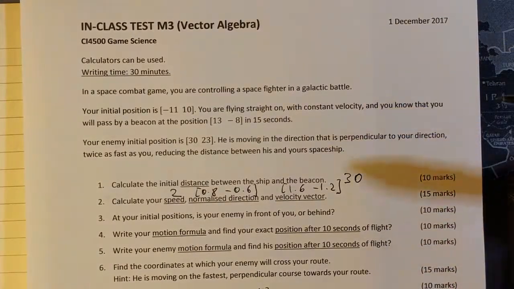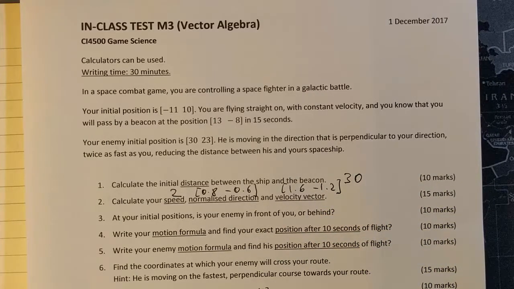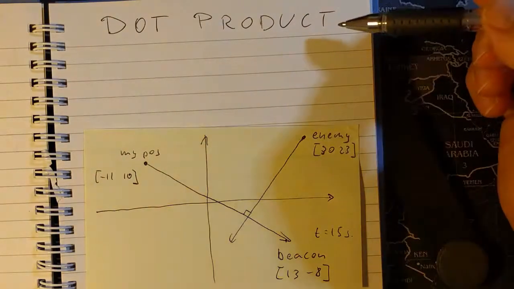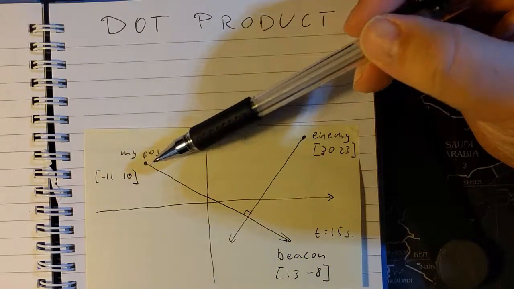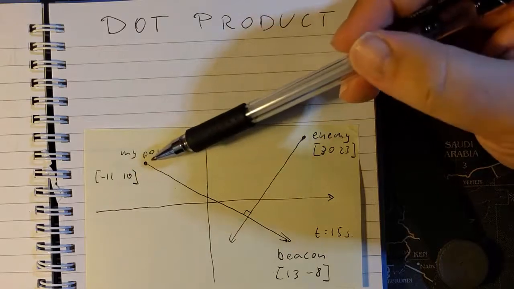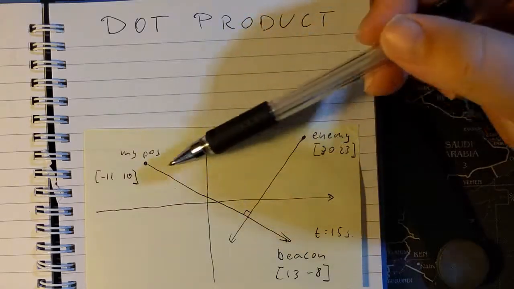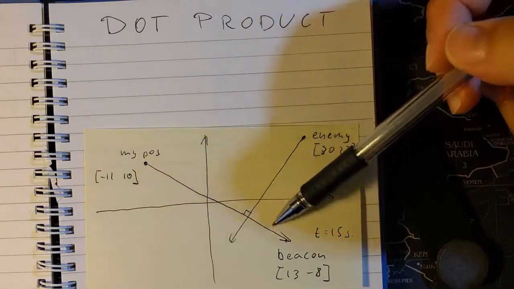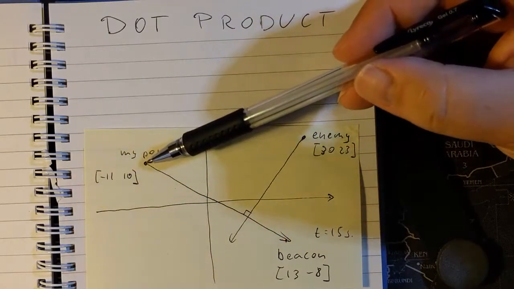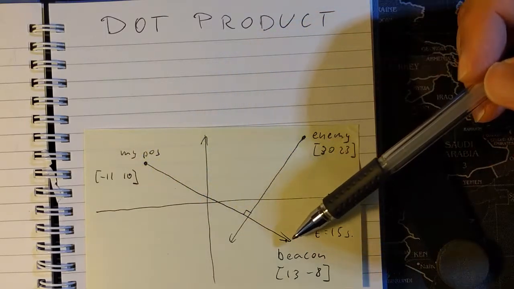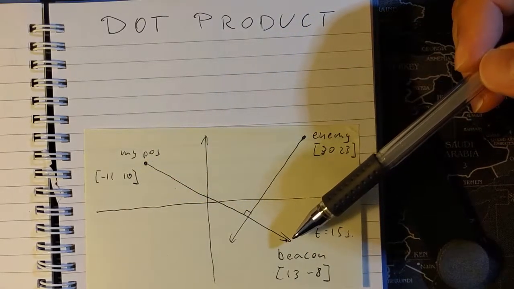Question 3. At your initial positions, is your enemy in front of you or behind? This is clearly a question about the dot product. The question is, at my initial position, is my enemy, which is located here, in front of me or behind? Front and behind is defined by this vector here, which may be either the displacement vector towards the beacon, or my velocity vector, which is the same direction, or also my normalized direction vector, which is also the same direction. Whichever of these three vectors you took, it was fine.